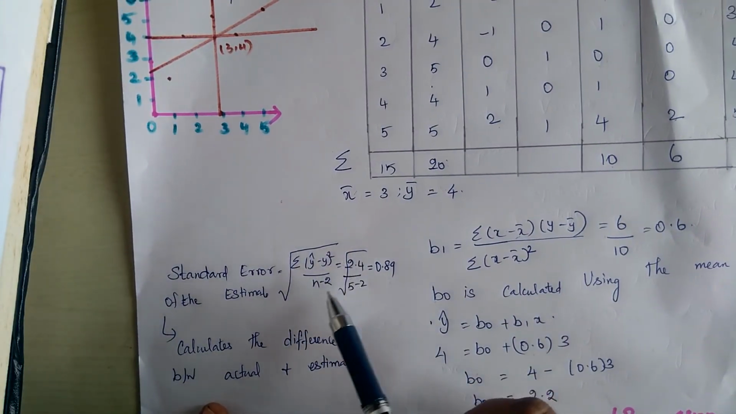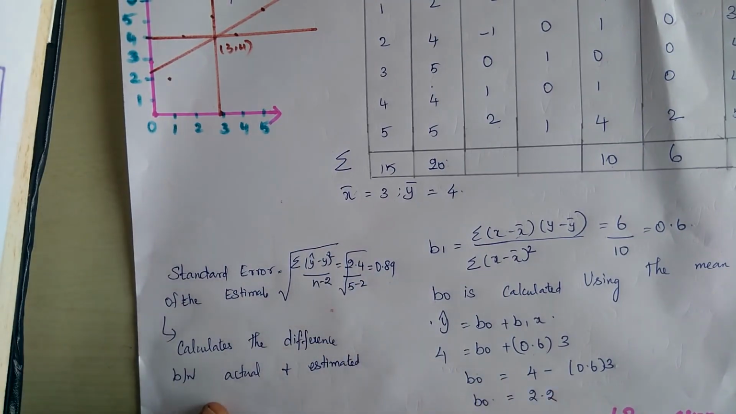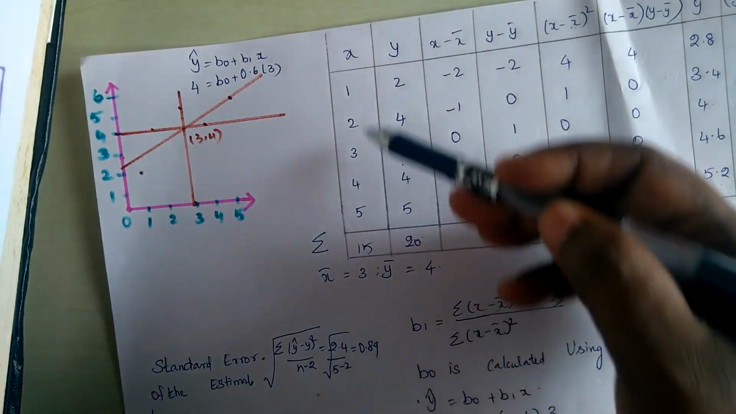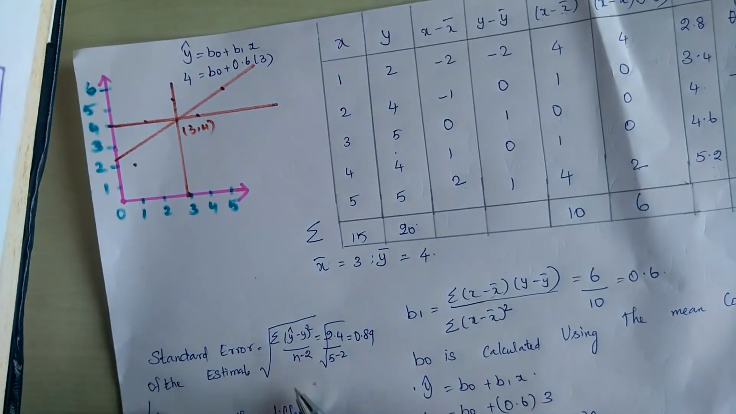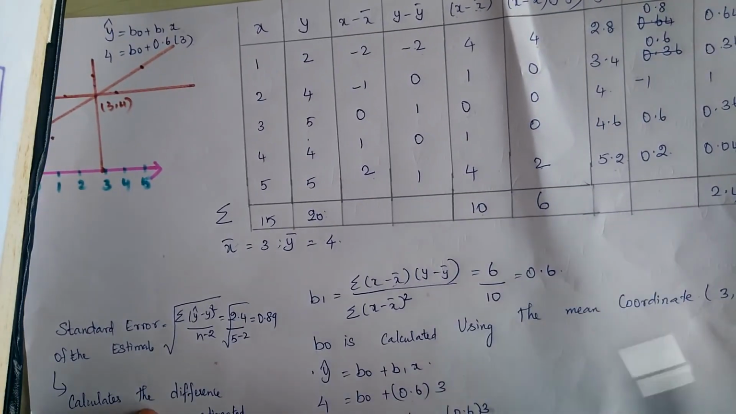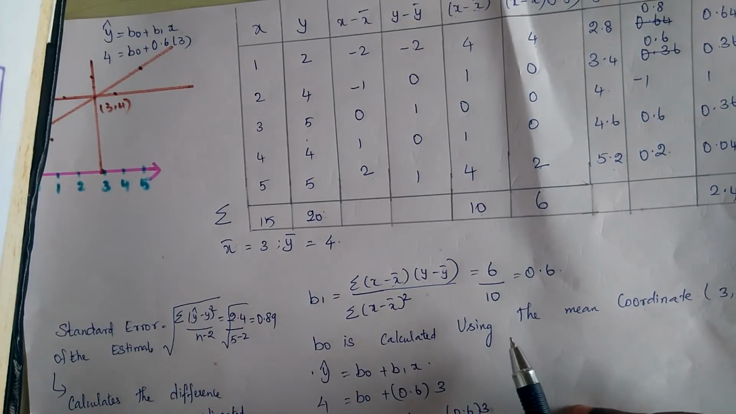The square root of 2.4 divided by n minus 2. N is nothing but the number of observations. The number of observations is nothing but the number of values we have, that is 5. So n minus 2. When n is large, this minus 2 can be omitted. So here it seems to be 0.89. So the error is actually fine because it's less than 1. It is acceptable. So that's how we find the error of the best line of fit we have formed.